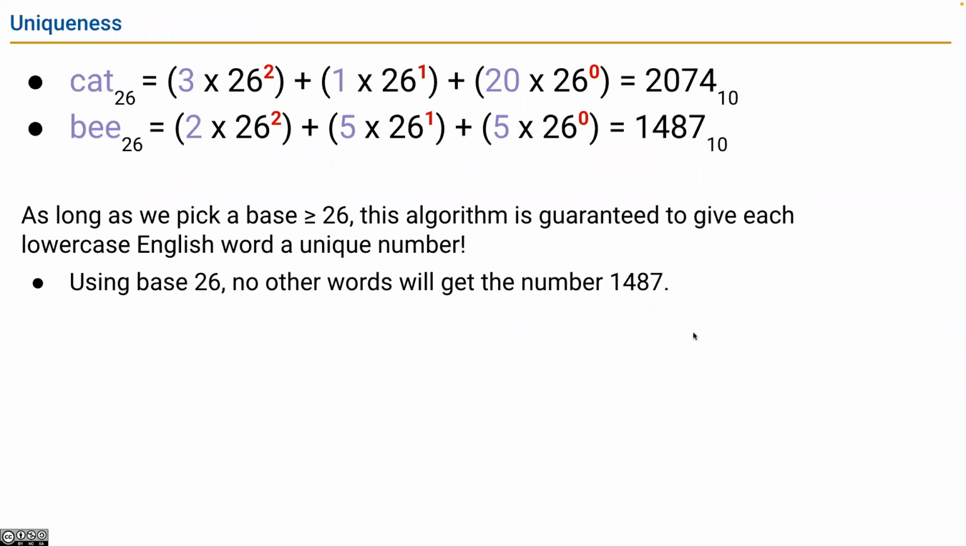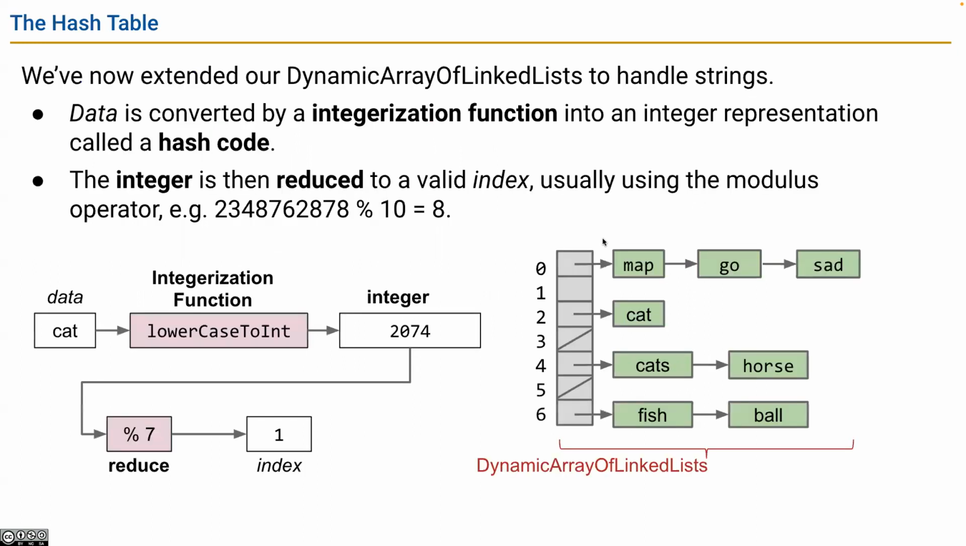As long as we pick a base of 26 or bigger, the algorithm will give each lowercase English word a unique number. So there's no other word that is 1487. I will not prove this to you, but it is similar to integers. There's no two different integers that are the same number, like 2766. There's no other sequence of Arabic numerals that gives you 2766. It's the same idea here, though the 0 and 1 thing you have to think about carefully.